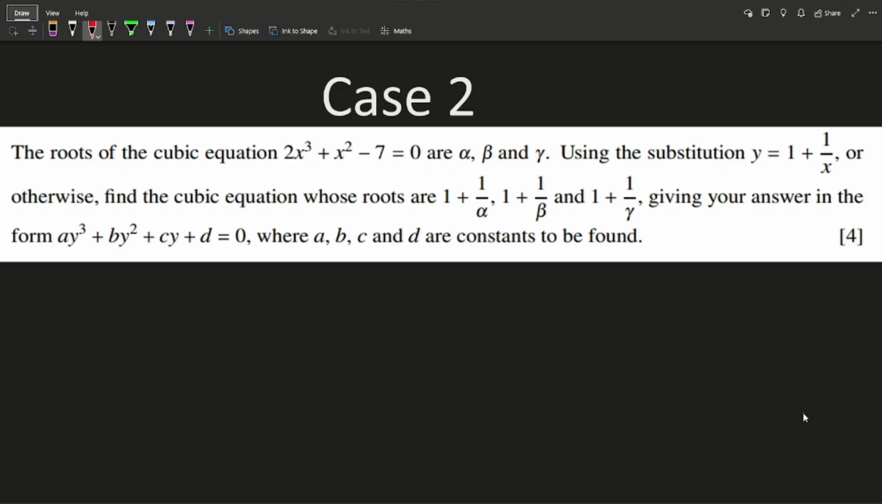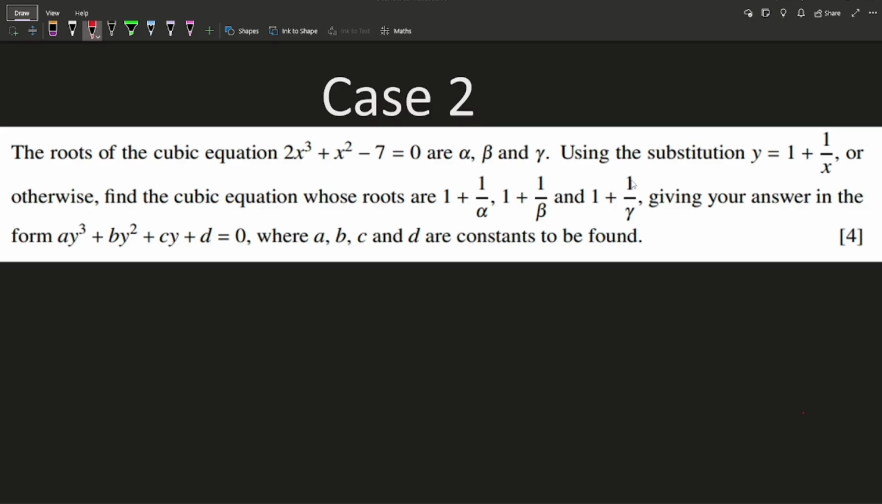Okay, so case 2. The question is asking: the roots of the cubic equation 2x cubed plus x squared minus 7 equals 0 are alpha, beta, and gamma. Using the substitution y equals 1 plus 1 over x, or otherwise, find the cubic equation whose roots are 1 plus 1 over alpha and so on, giving your answer in the form ay cubed plus by squared plus cy plus d equals 0, where a, b, c, and d are constants to be found. So we have to find the equation, and using that equation we have to find the values for a, b, c, and d.